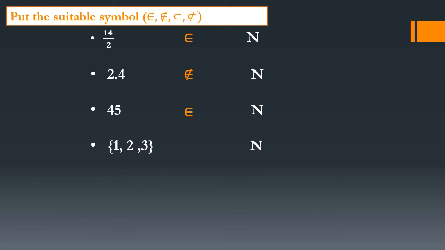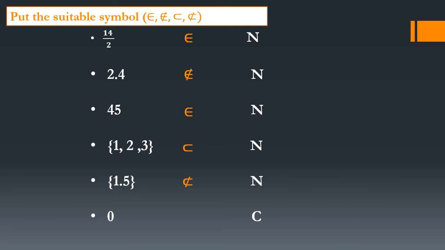The set of 1, 2, and 3. We have two set brackets, so we will choose subset or not subset. Now look at the elements in the set: 1, 2, and 3. They belong to N, so we will choose subset. Now the set of 1.5. We have two set brackets, so we'll choose subset or not subset. Now look at the elements in the set. The element is 1.5. 1.5 is a decimal, so we'll choose not subset.